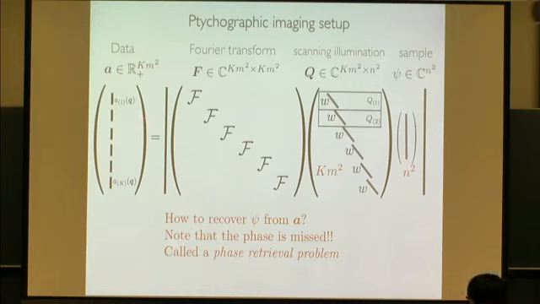So the formula looks now like A is the absolute value of F Q psi. Note that the phase of F Q psi is missing. We don't have the phase information because we take the absolute value pixel by pixel. And if we want to recover psi, the first thing we have to do is to recover the phase. And this is called a phase retrieval problem.